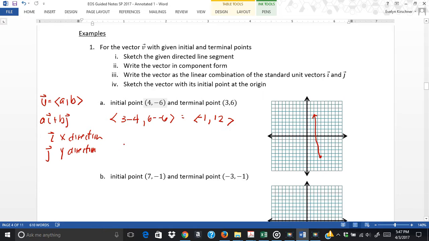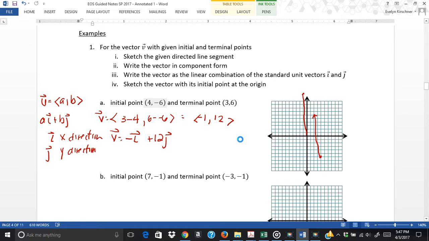So now I can write this as negative i plus 12j, which would be my v this way. So these are equivalent, these two ways to talk about v. And then finally, I want to graph it. So it ends at negative 1, 12, which is up here somewhere. So it goes to here. So that would be the one that started at the initial point of the origin. Again, it's better if you have straight lines.